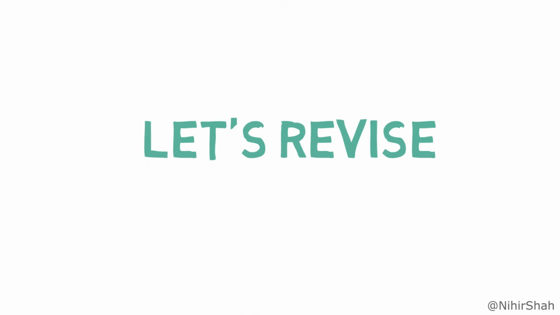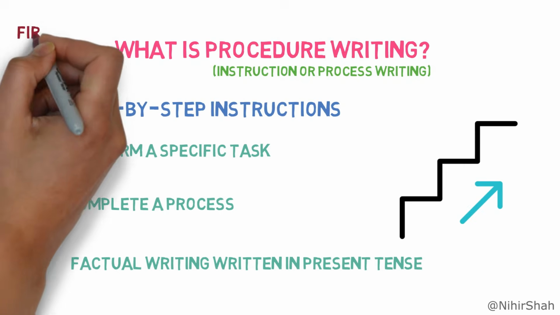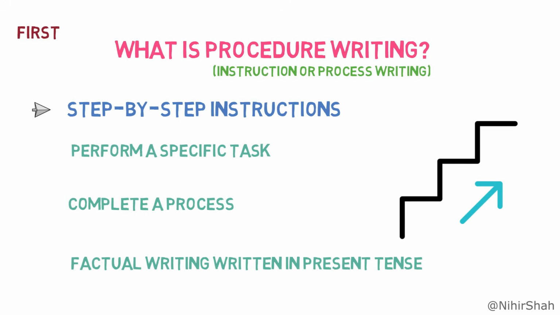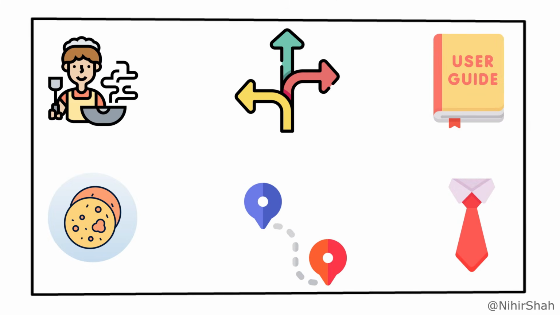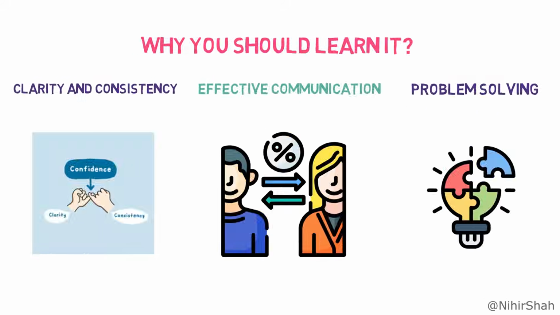Let's quickly revise what we learned in this lesson. First, we learned what procedure writing is. Procedure writing is a form of writing that provides step-by-step instructions for how to perform a specific task or complete a process. Some of its examples are recipe, showing direction, or how-to manuals for tasks.